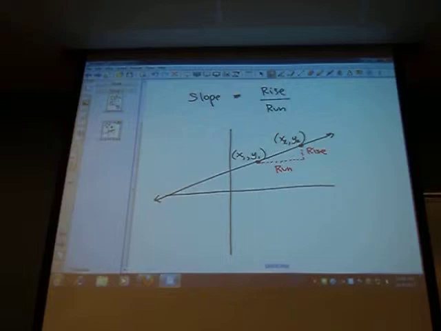The first point I want to call x1 and y1, so the x coordinate is x1 and the y coordinate is y1. And then the second point I want to call x2 and y2.